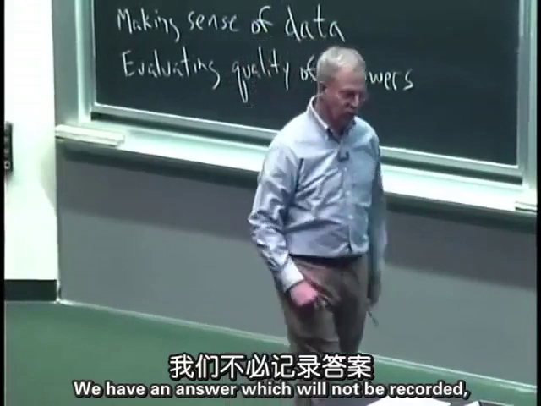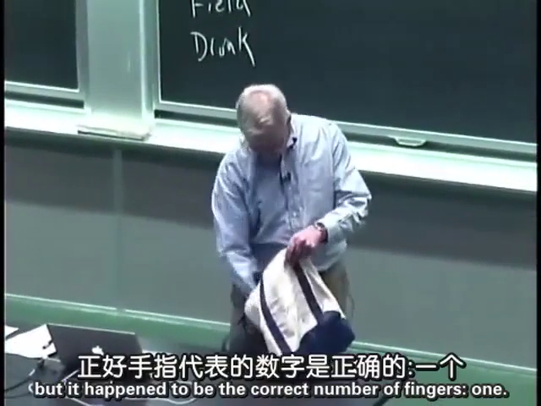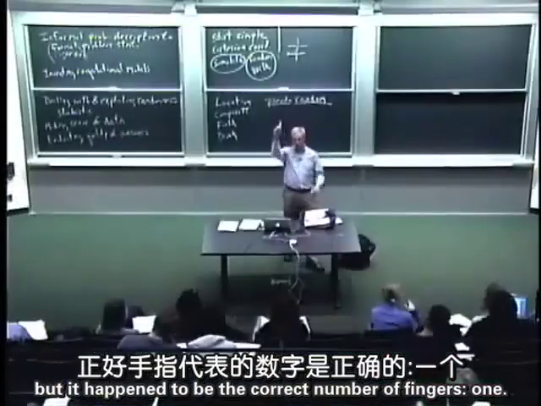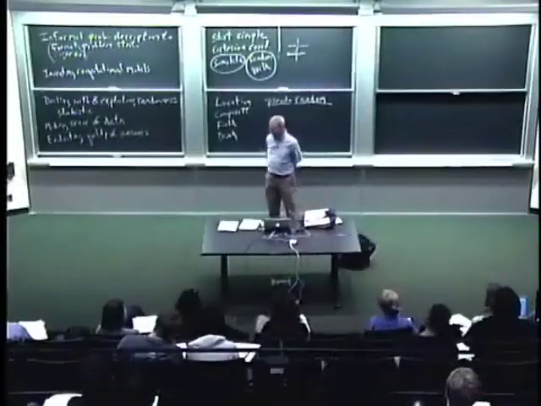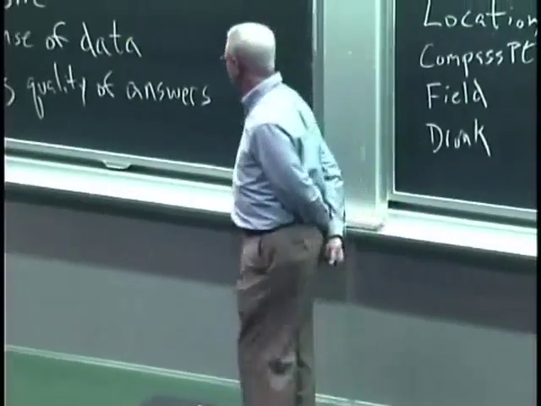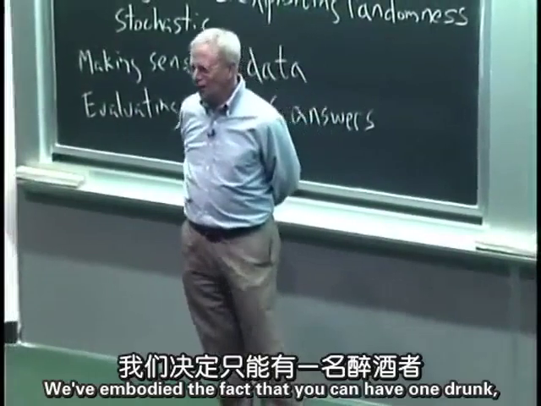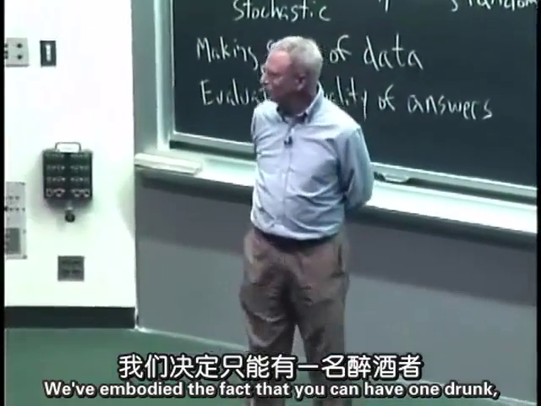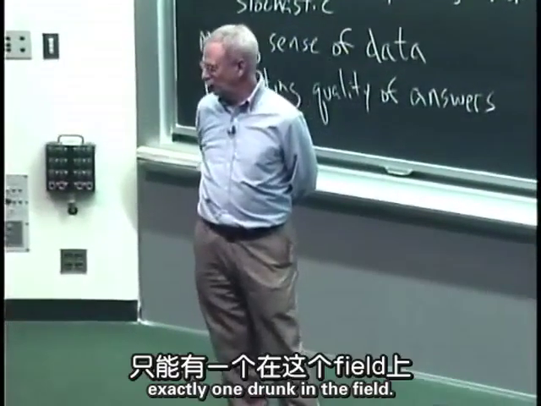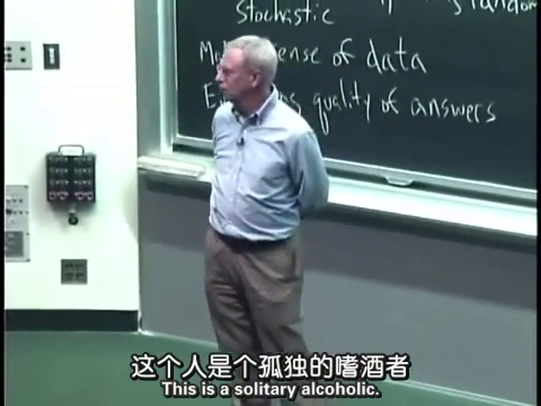We have an answer which will not be recorded because it was merely raising a finger, but it happened to be the correct number of fingers, 1. And it was this finger that got pointed at me. We've embodied the fact that you can have exactly one drunk in the field. This is a solitary alcoholic.